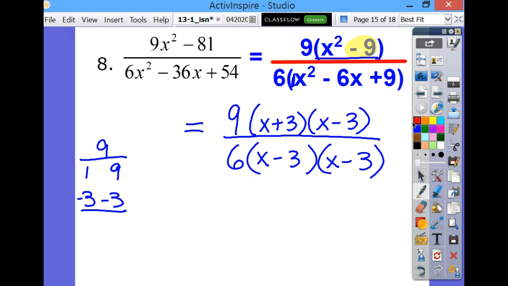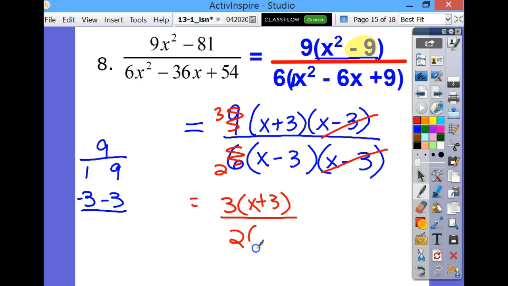Does anything cancel? Anything else? What divides both 6 and 9? Is there any adding glue right here where the 6 and the 9 are? No. So 3 goes into this 2 times, 3 goes into that 3 times. Here is the final answer. Final, most reduced answer.